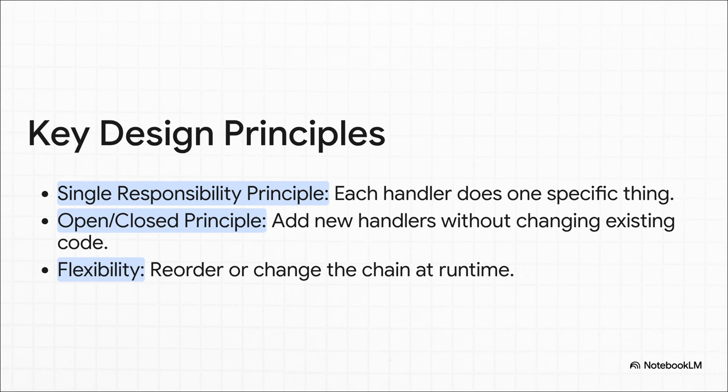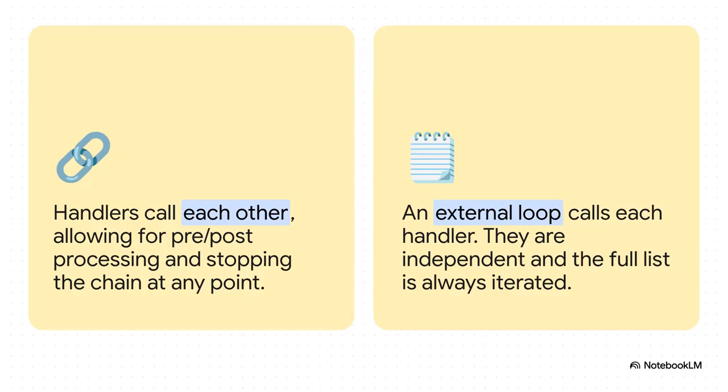And this is where it gets really cool, because the pattern just brilliantly illustrates how you can adhere to these core principles of good software design. Each handler has a single responsibility, just one job, and your whole system is open for extension. You can add a new check just by creating a new handler, but it's closed for modification because you don't have to touch any of the existing code. It's awesome.